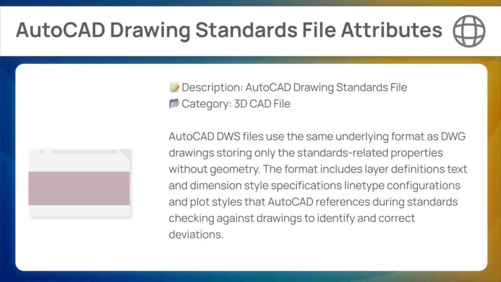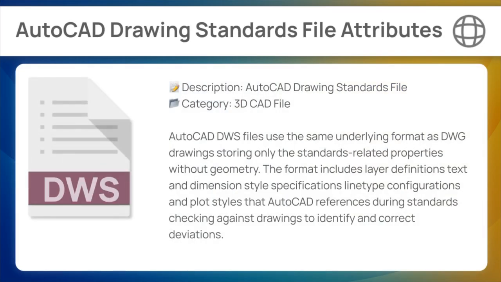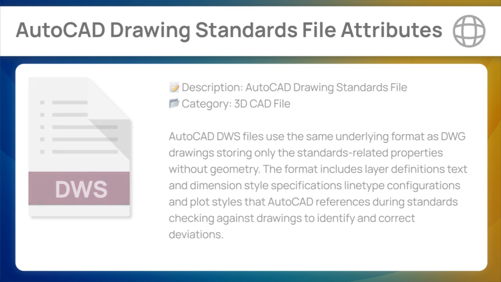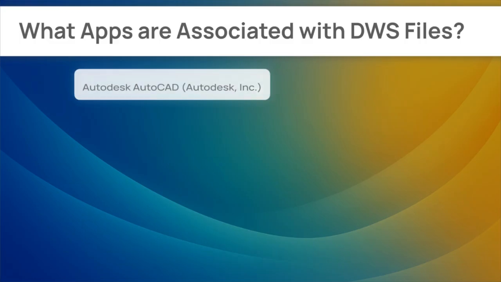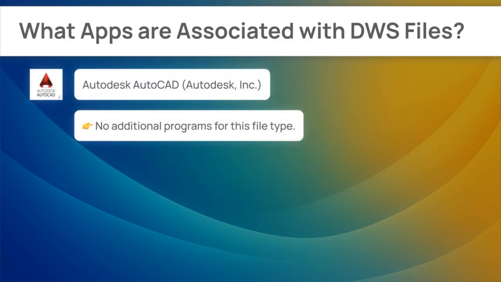AutoCAD DWS files use the same underlying format as DWG drawings, storing only the standards-related properties without geometry. The format includes layer definitions, text and dimension style specifications, line type configurations, and plot styles that AutoCAD references during standards checking against drawings to identify and correct deviations. Autodesk AutoCAD, developed by Autodesk Inc., is often used as the source validator for DWS.